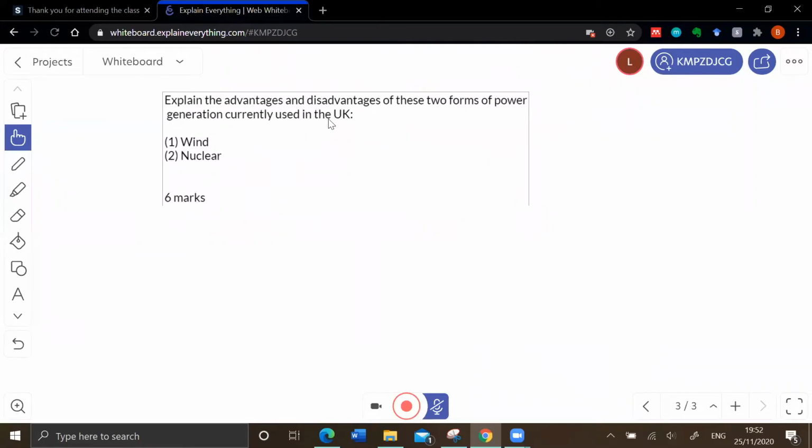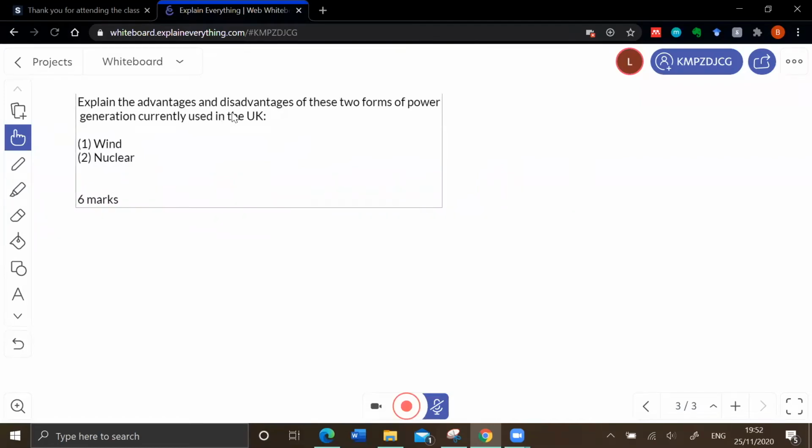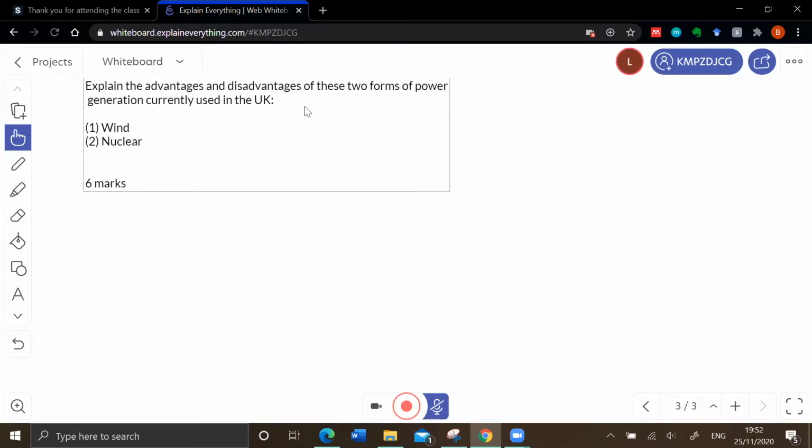Explain the advantages. This is a very, very classic kind of 6-mark question where you get advantage and disadvantage. So explain the advantage and disadvantage of these two forms of power generation currently used in the case. So we're going to be up to date for 2020. So I put this in because this is a bit more up to date. I mean, exam questions are exam questions, and whatever it tells you, just answer it, okay? Because obviously these things change month by month, okay? So there's just been announced in the UK that we are going to use these two types of power, okay?